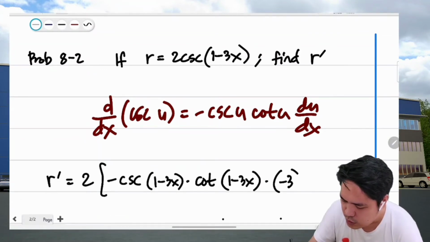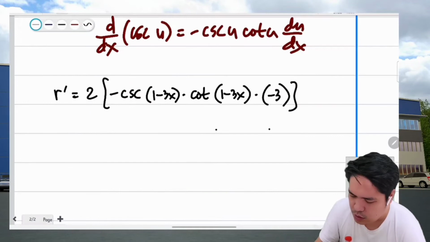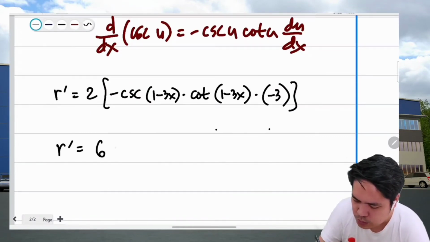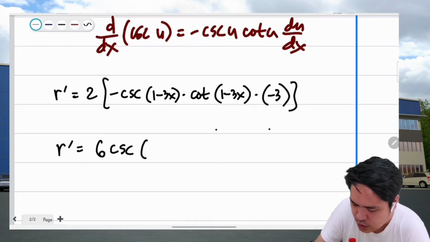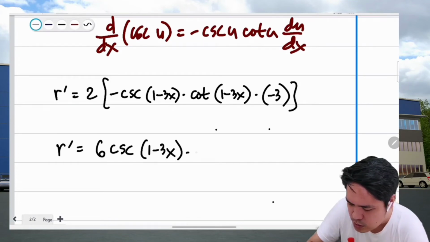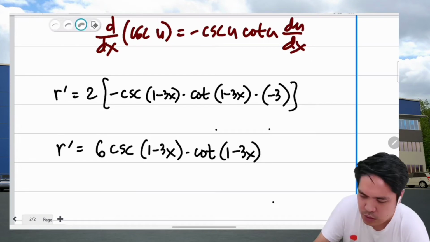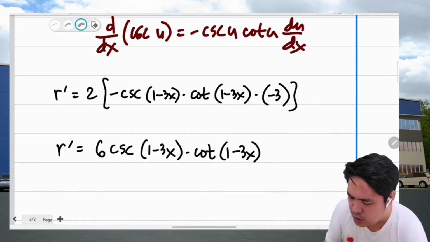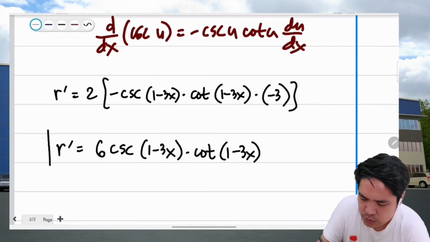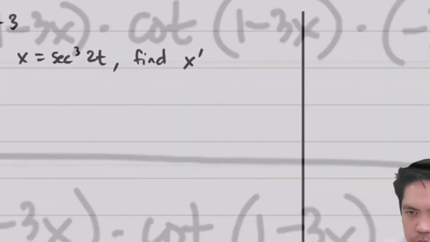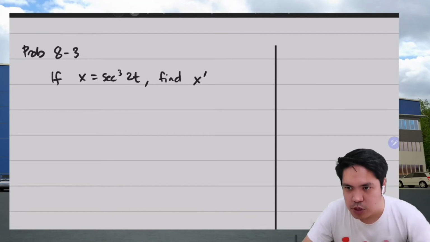So therefore, r prime is just equal to positive 6 cosecant of 1 minus 3x times cotangent of 1 minus 3x. It's that easy. So this is our answer. Okay, let's proceed to our next problem.